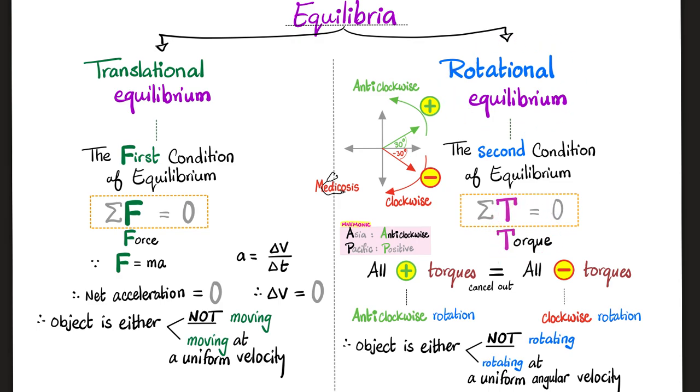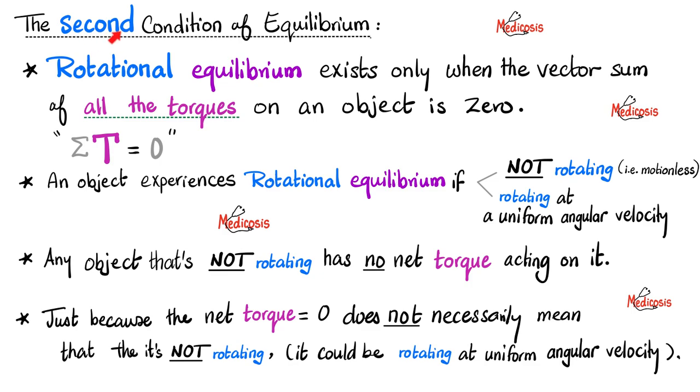Remember that torque means rotation. Let's go. The second condition of equilibrium. Rotational equilibrium exists only when the vector sum of all, not forces, but torques, this time, is 0. An object experiences rotational equilibrium if either it is not rotating at all or it is rotating at a constant angular velocity. To learn more about angular velocity, please check my previous video titled Circular Motion.